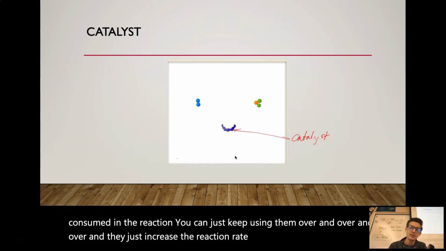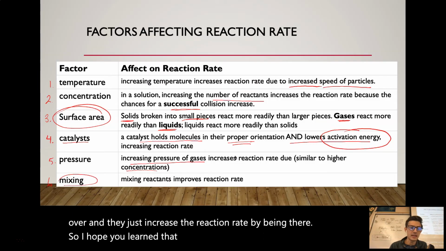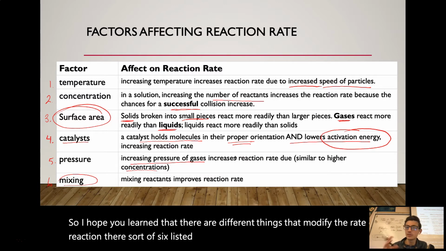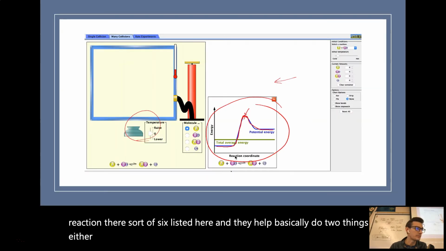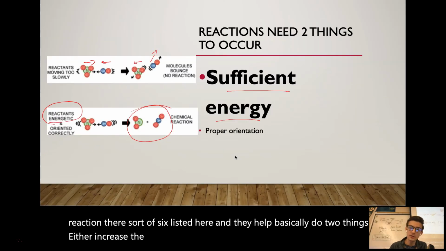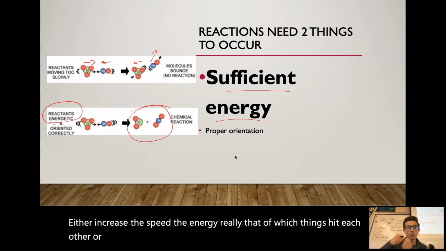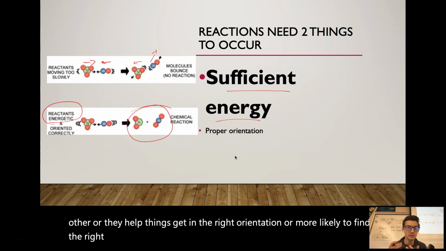So I hope you learned that there are different things that modify the rate of a reaction. There are 6 listed here, and they basically do 2 things: either increase the speed, the energy really, with which things hit each other, or they help things get in the right orientation, or are more likely to find the right orientation just by sheer chance. So I hope that was helpful.